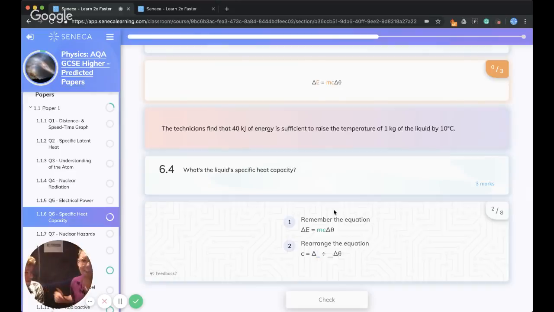Perfect timing. So we want to rearrange the equation. A tip when you're working this out is to write out the full equation again and rearrange it step by step, because in the exam it's really easy to make silly mistakes in the heat of the moment.